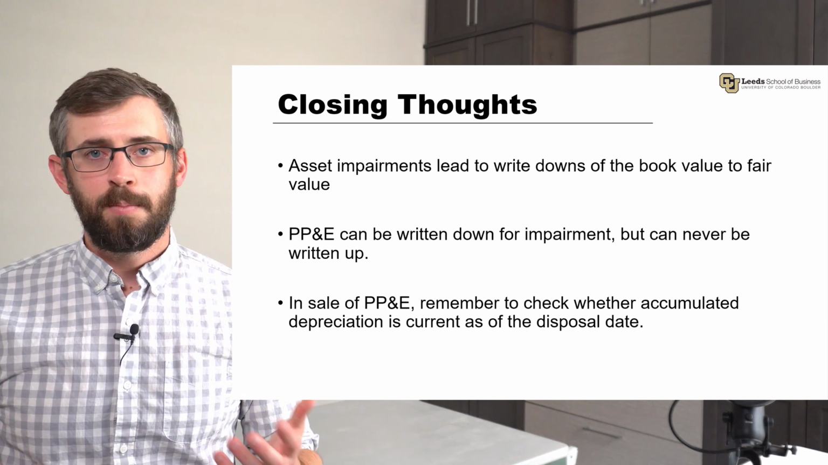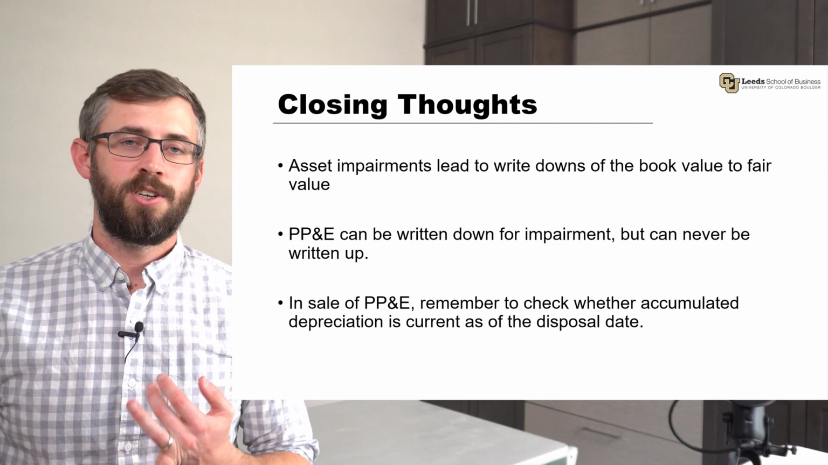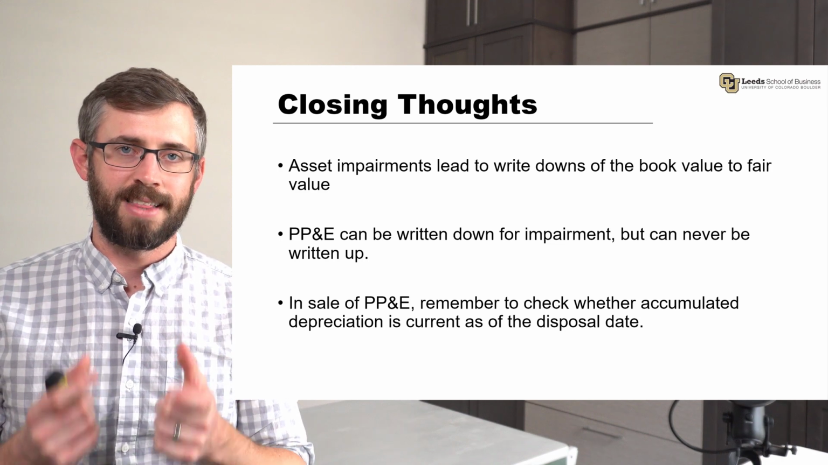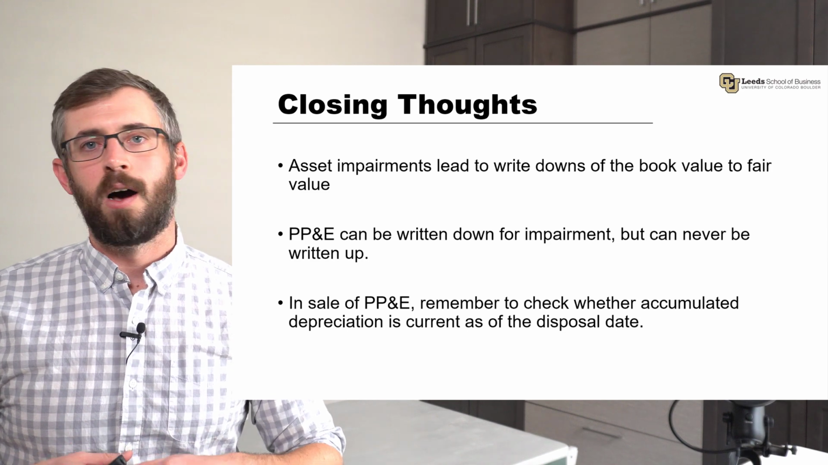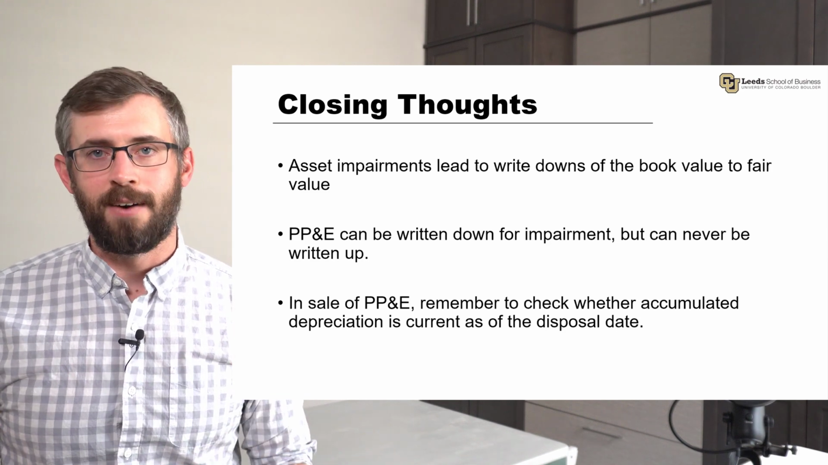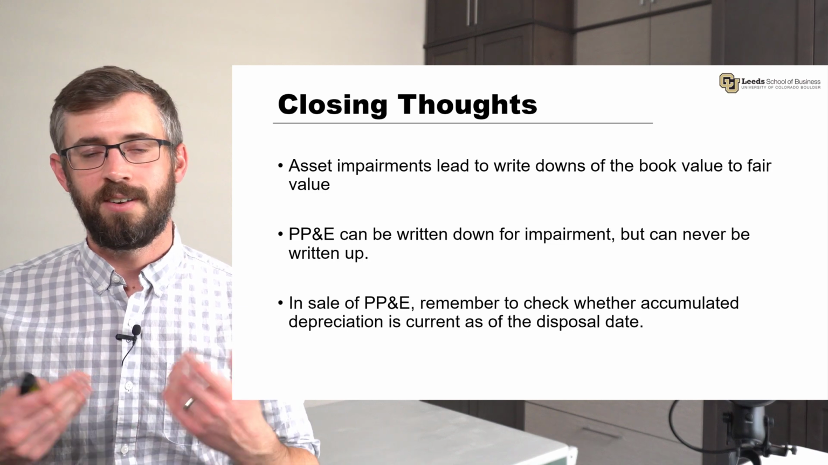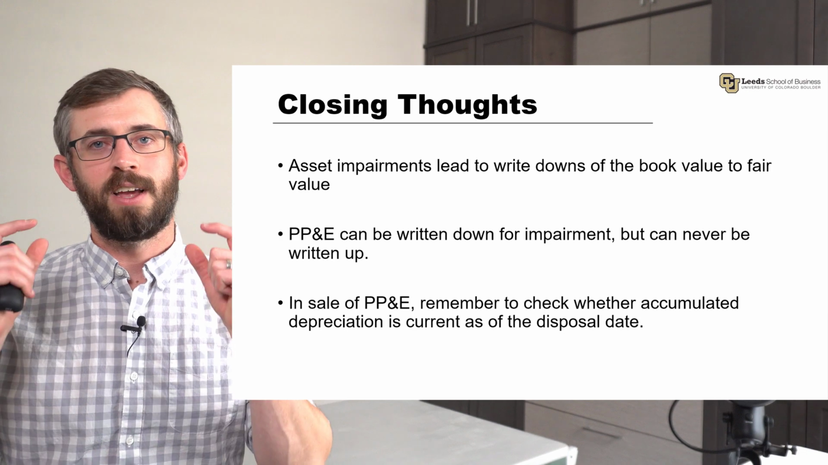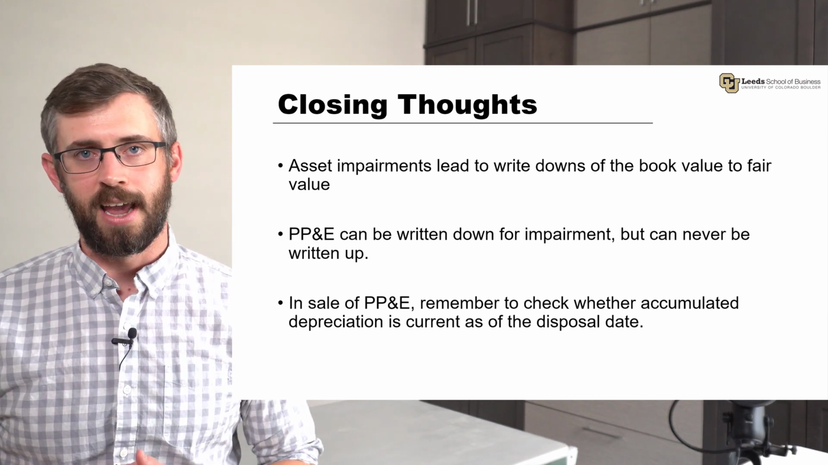And as one little tip here, just remember that when you're making a sale, you have to check if accumulated depreciation has been recorded for that given year. So there's a chance, if you sell something on say June 30th, halfway through the year, if you haven't yet recorded accumulated depreciation, you need to record depreciation for those 6 months. And that'll give you an updated accumulated depreciation for when you calculate your gain or loss.